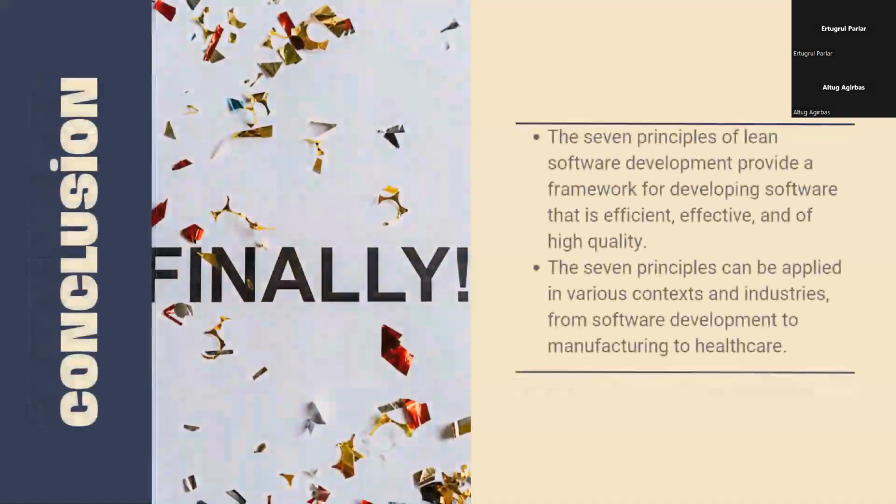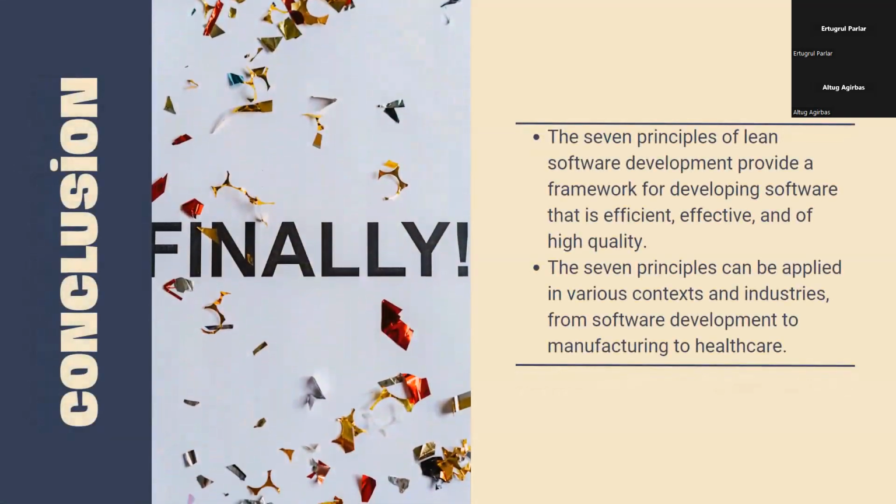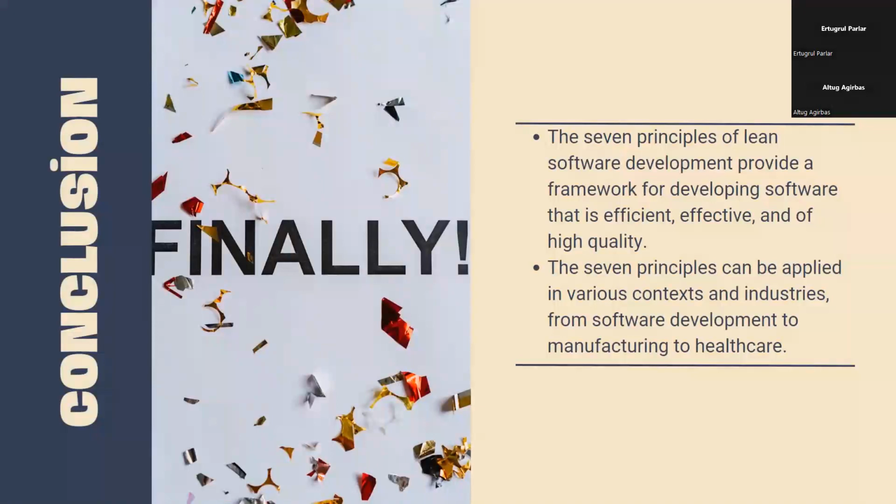In this presentation, we have explored the 7 principles of lean development and how they can help us create better products and services for our customers. By applying these principles, we can optimize our value stream, reduce cost and risk, and improve quality and customer satisfaction.